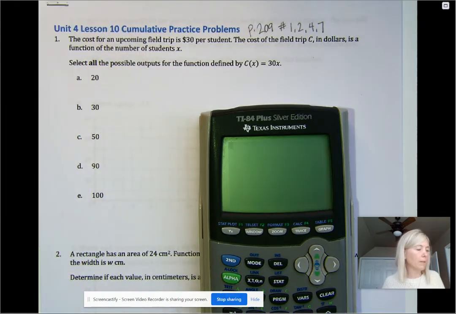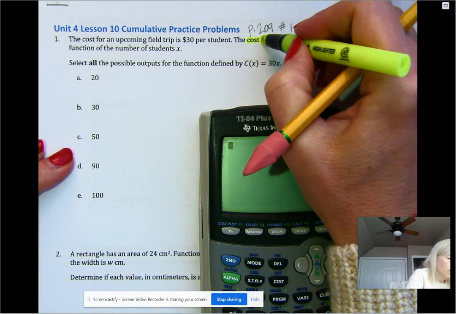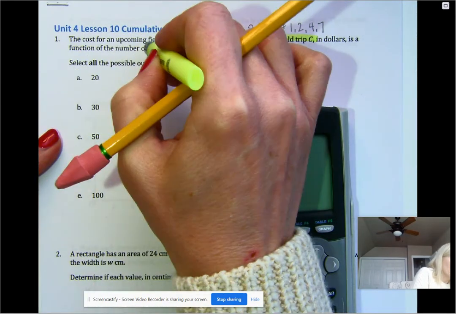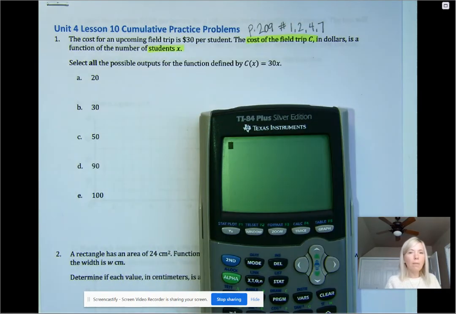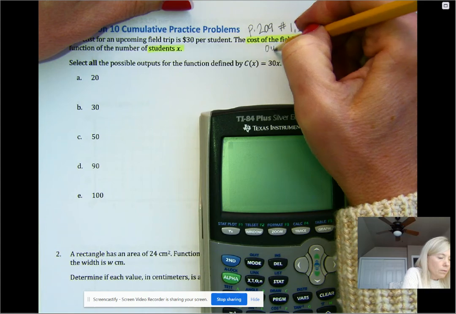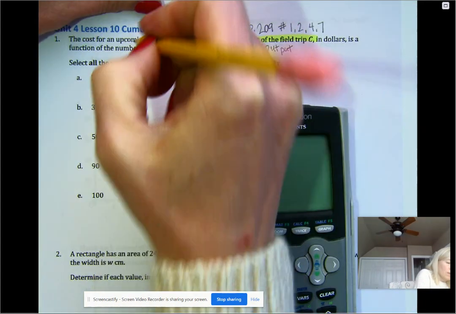In problem number 1, it says the cost for an upcoming field trip is $30 per student. The cost of the field trip C in dollars is a function of the number of students X. So the cost is a function of the number of students. Okay, that means that the cost is the output and the number of students, X, is the input.